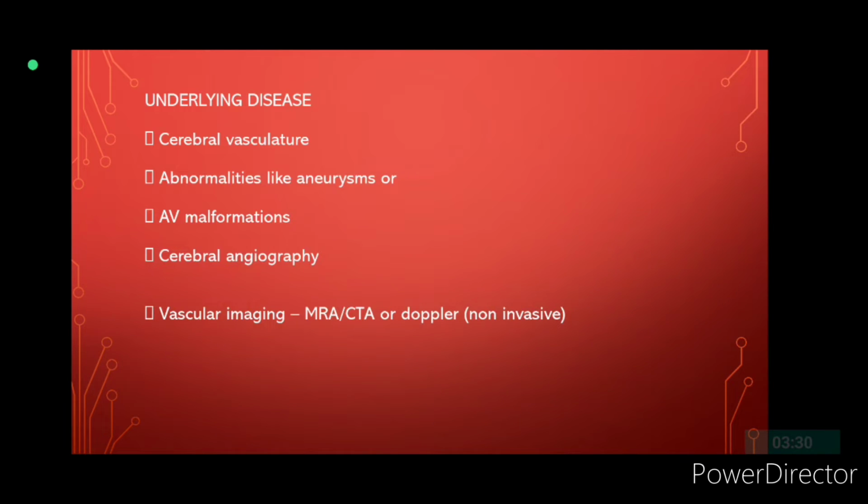Underlying disease: cerebral vasculature, abnormalities like aneurysms or AV malformations, cerebral angiography, vascular imaging, MRA, CTA or Doppler. These are non-invasive.